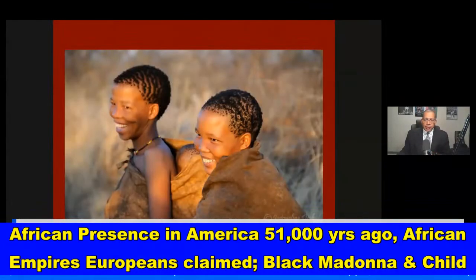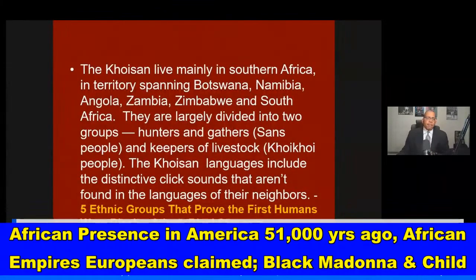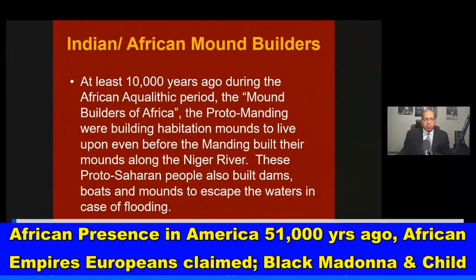Now, here are a couple of Khoisan sisters, also a couple of Khoisan African women. The Khoisan live mainly in southern Africa in territories spanning Botswana, Namibia, Angola, Zambia, Zimbabwe, and South Africa. They are largely divided into two groups: hunters and gatherers, known as the San people, and keepers of the livestock, known as the Khoikhoi. The Khoisan languages include distinctive click sounds that aren't found in the languages of their neighbors. There's a good article from AtlantaBlackStar.com called 5 Ethnic Groups That Prove the First Humans Were Black.